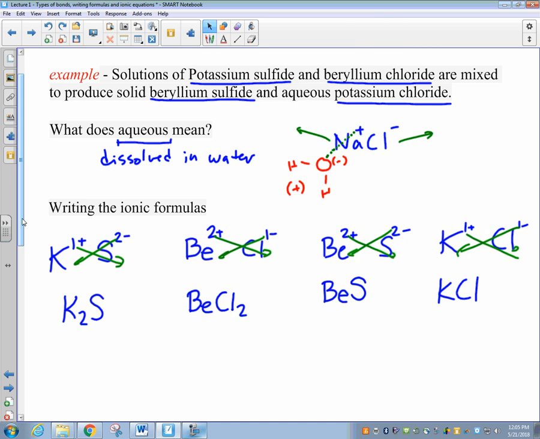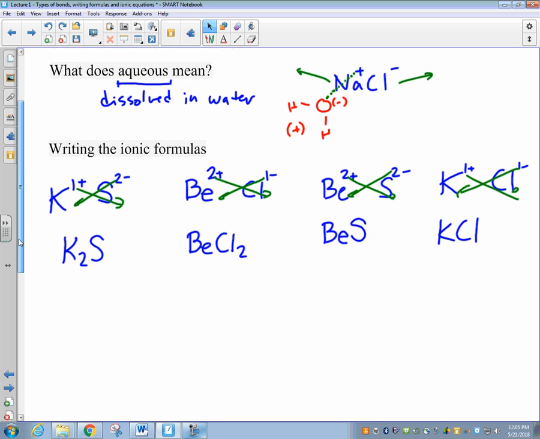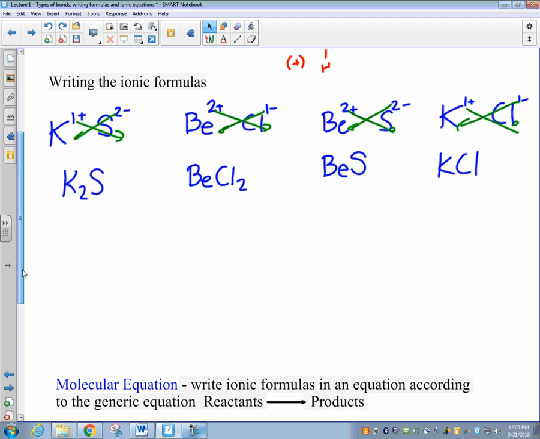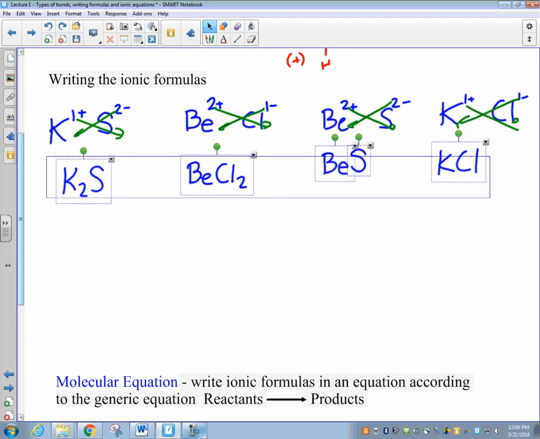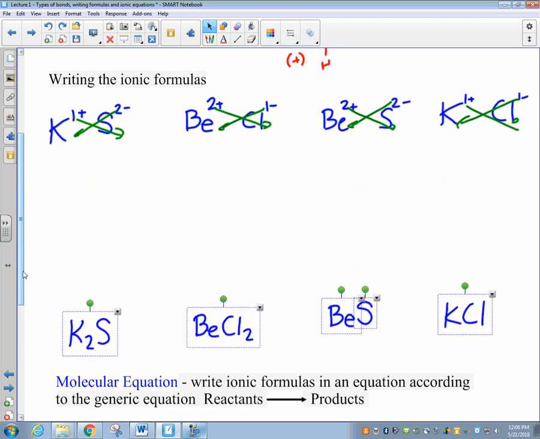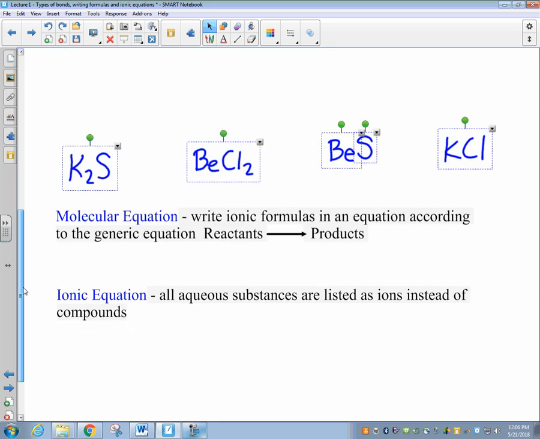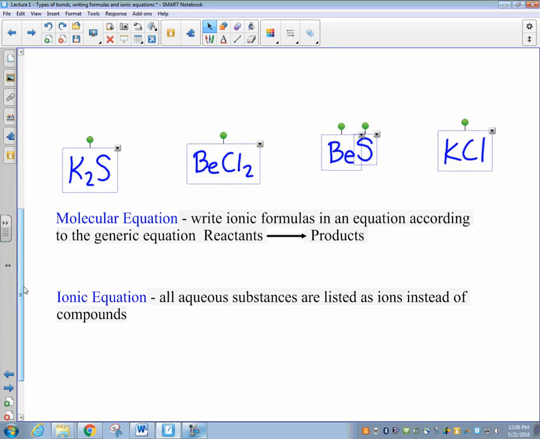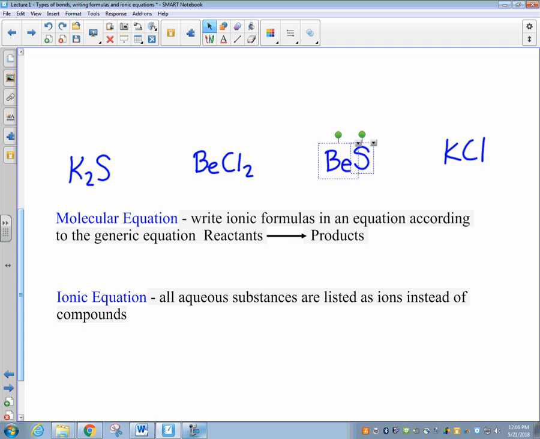So we now know the identities, in terms of the formulas, of all 4 of our different species within this equation. Now, once I've got those formulas written down, the next step is we're going to turn this into what we refer to as a molecular equation. The molecular equation shows not only the identities of these species, but also the ratios in which they combine together, and it also shows their states of matter.